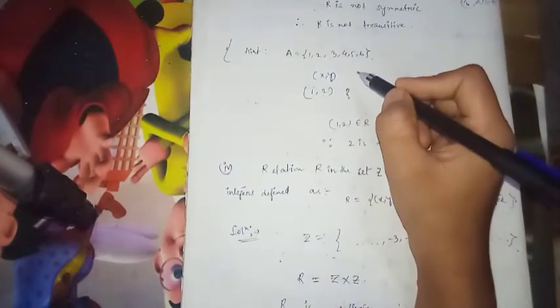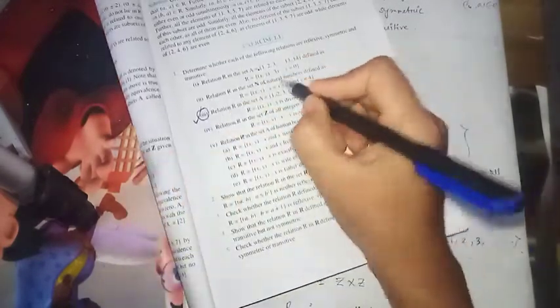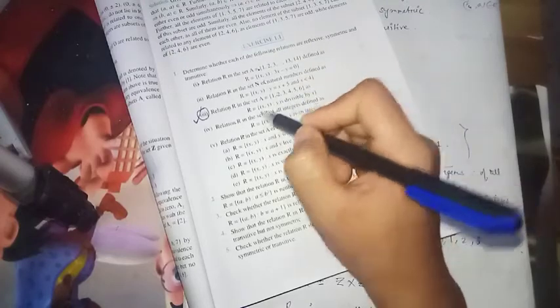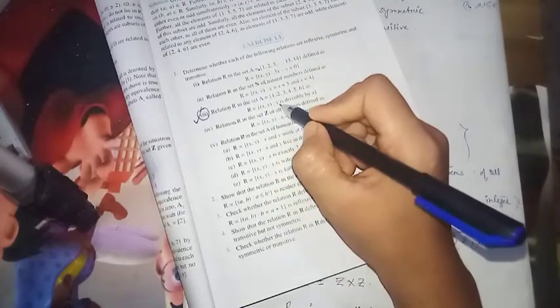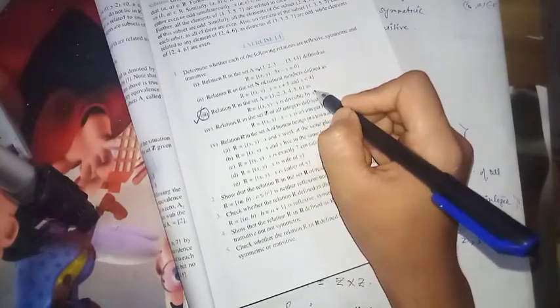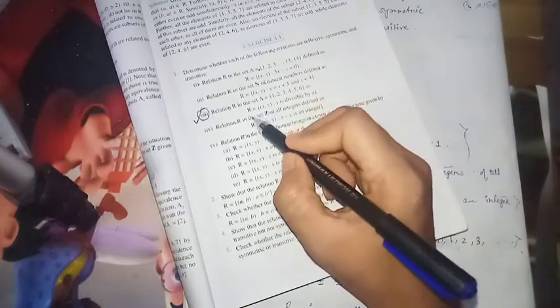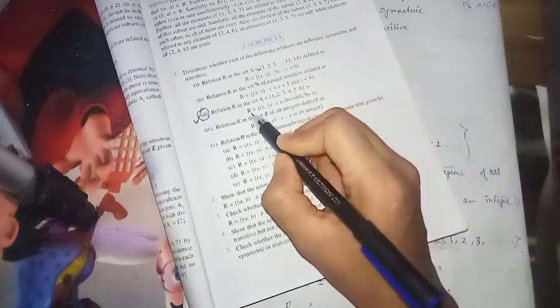And the question number 3. Here it is given a relation R in the set A where A is 1, 2, 3, 4, 5, 6, as R equal to x, y such that y is divisible by x. We have to find the relation first, then we have to check whether this is reflexive, symmetric or transitive.